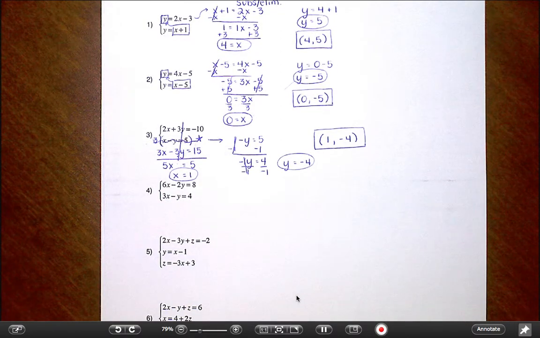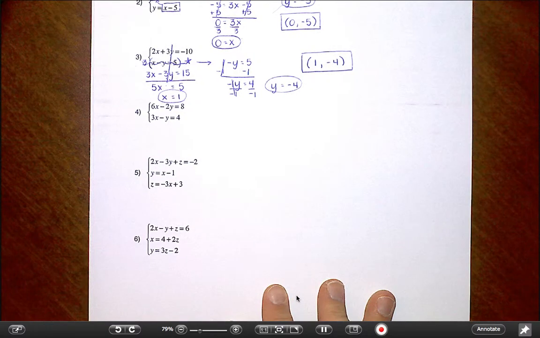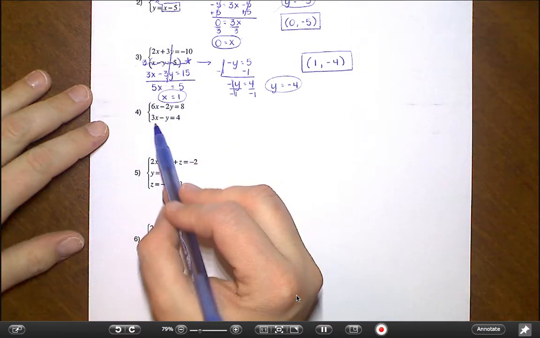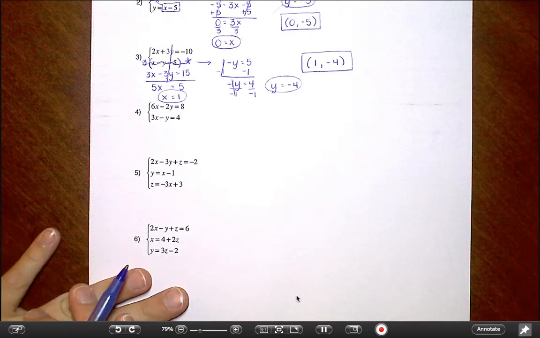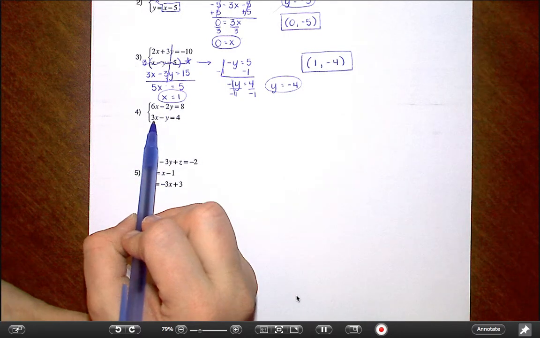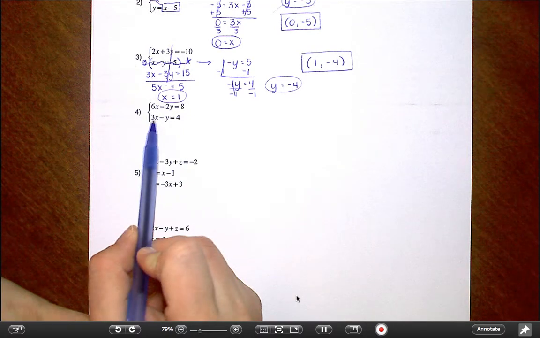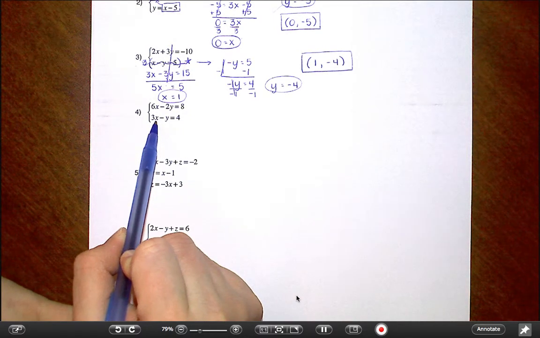Okay, let's look at number 4. Number 4 I would probably also do with elimination. Just anytime they're kind of stacked like this, I find elimination to be the easier way to go. So this time, just to do it a little bit differently from the previous one, let's look at the x's. Let's think about how we could get rid of the x's.